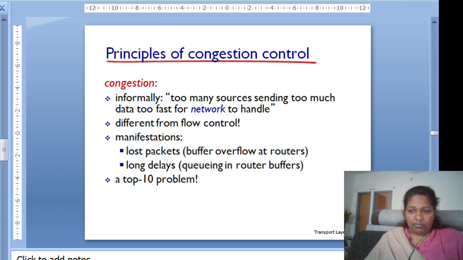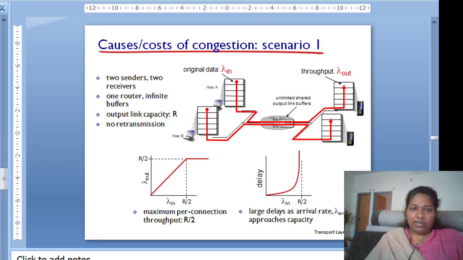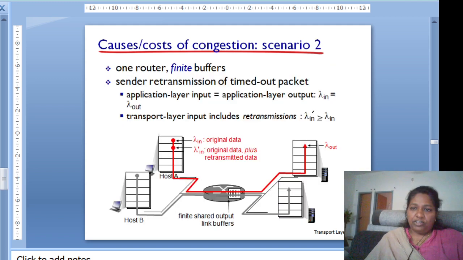Congestion control is very important, because when data is congested, there is a lot of chance that data may be lost. If you see here, there are two senders and two receivers, and there is one router with infinite buffers. What is the reason for the congestion? In this scenario, when you have different rates, and there is only one router in between, and so many senders are connected to the same router, there is a possibility of congestion. Now here there is only one router and finite buffers.